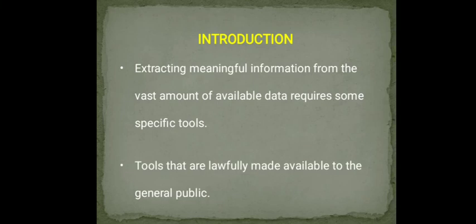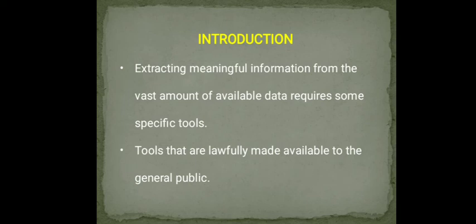These tools or softwares can be categorized in two different groups. First, the publicly available tools, which are lawfully made available to the general public, whereas some tools are not readily available for the general public, but they have some restriction. They might have some licensing fee or any other restrictions. So here we will discuss about publicly available tools which are freely available for everyone to be utilized for processing the biological data.